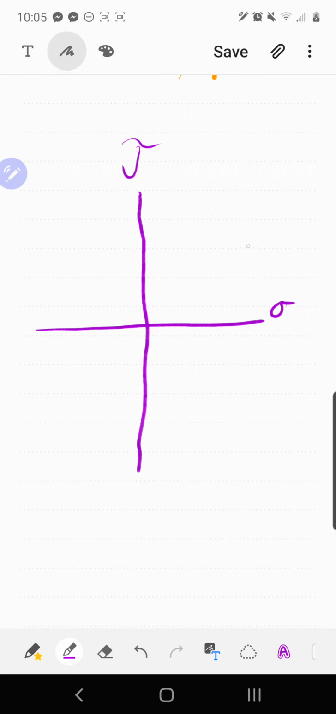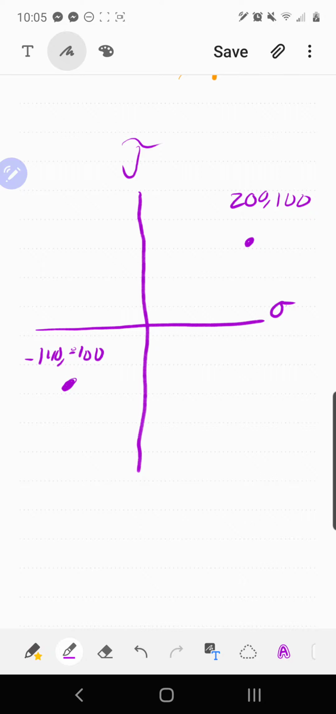So let's say this is about 200, 100, and we'll say over here is about negative 140. Oops. That's negative 100.